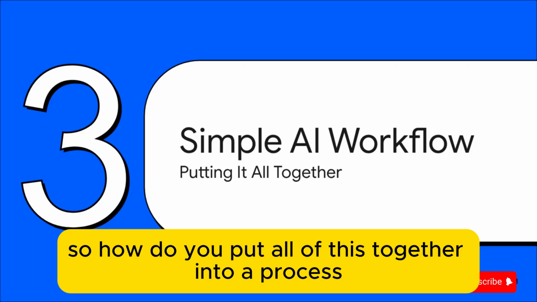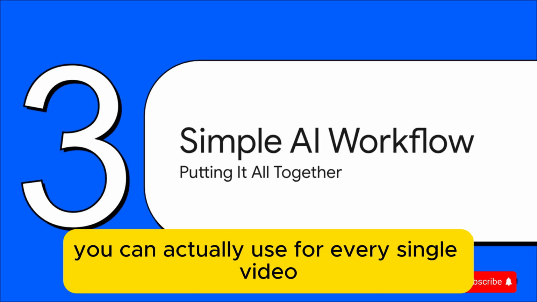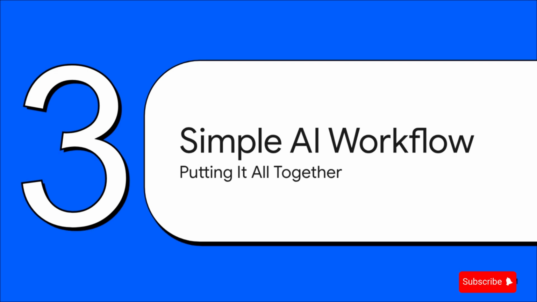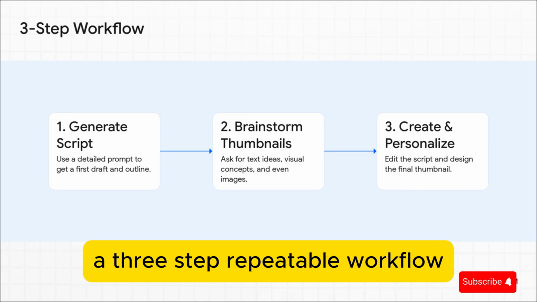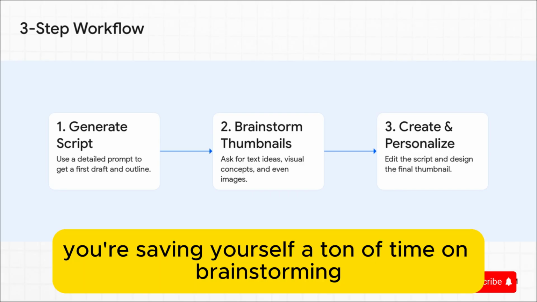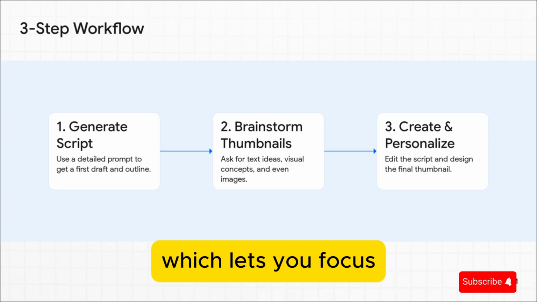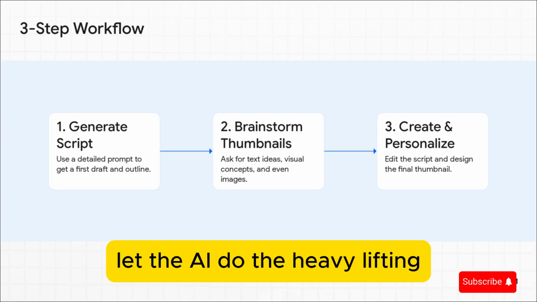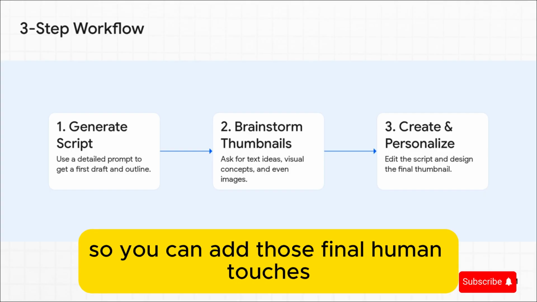So how do you put all of this together into a process you can actually use for every single video? Let's build a really simple workflow. It's really that simple, a 3-step, repeatable workflow. You're saving yourself a ton of time on brainstorming, which lets you focus more of your energy on the fun part, actually creating. You let the AI do the heavy lifting so you can add those final human touches.